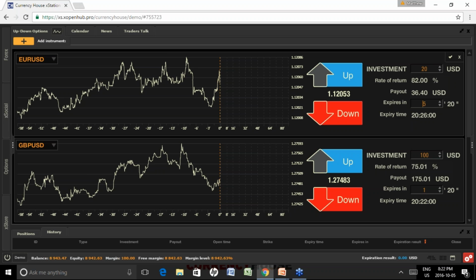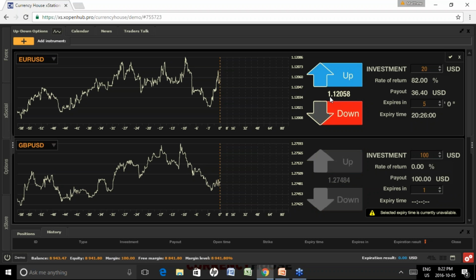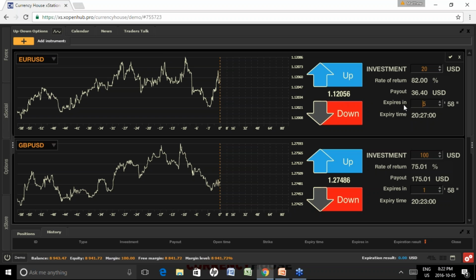So what does that mean? Basically, what you're trying to bet or guess when you do a binary trade is, will the value of a particular instrument, Euro USD, be higher or lower than the current value that it's at right now, okay? And you've got to say in what expiry time it will be at that value. So will Euro USD be higher or lower than $1.12056 in 6 minutes, okay? And what are you willing to bet on that?